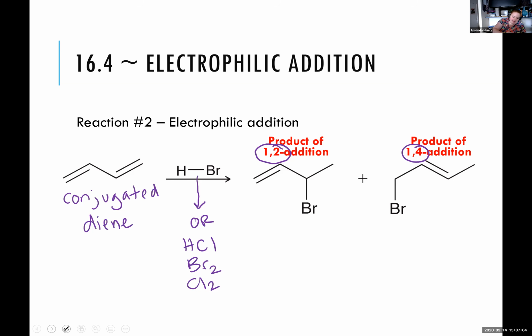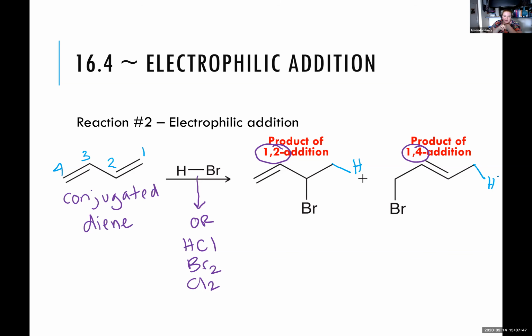And the reason for that is if I number my carbons 1, 2, 3, and 4, in the 1,2 product, the hydrogen is adding to carbon number 1, the bromine is adding to carbon number 2. Now this could be a really long chain. There could be other stuff happening. We're only numbering the 4 carbons that are part of this conjugated diene system, so it doesn't matter what else is happening. In the second product, my hydrogen, again, is adding to carbon number 1, but my bromine gets added to carbon number 4.